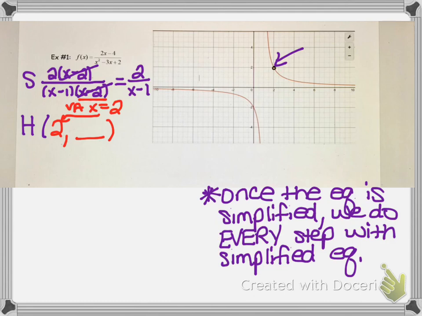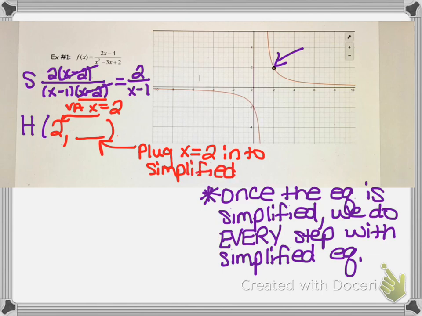And the y-coordinate for that hole is a lot more straightforward. The way that you find the y-coordinate for any point is you take x and you plug it in. And so to get the y-coordinate for that point, we are going to plug our x value, x equals 2, in, and we're going to plug it in to the simplified equation.